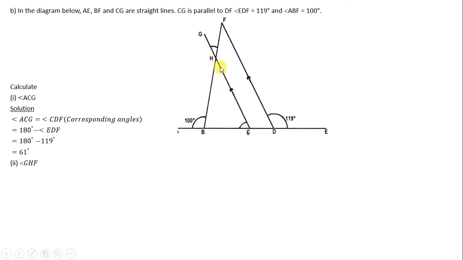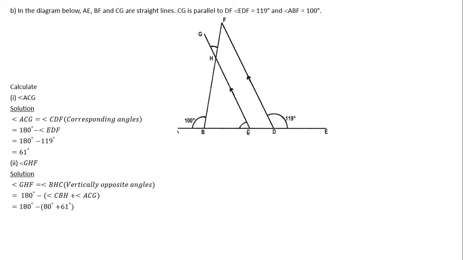And we know that angles in a triangle add up to 180. So we are going to use this angle to find this one, and those two we know are vertically opposite. Vertically opposite angles, we know angle GHF is equal to angle BHC. Then angles in a triangle add up to 180. So add 80 plus 61, and subtract from 180, you're going to get 39 degrees. Therefore, those are the same.